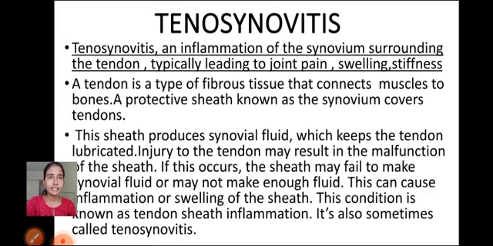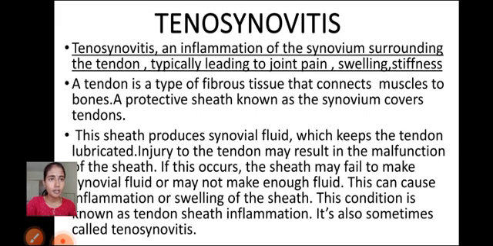Then what exactly the tenosynovitis is? The tenosynovitis is an inflammation of the synovium surrounding the tendon, typically leading to joint pain, swelling, and stiffness. A tendon is a type of the fibrous tissue that connects the muscle to bone. A protective sheath known as the synovium covers the tendon. This sheath produces the synovial fluid which keeps the tendon lubricated.